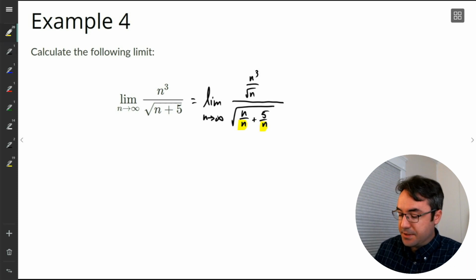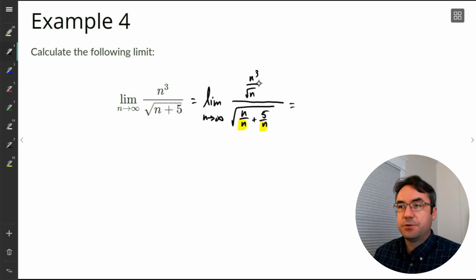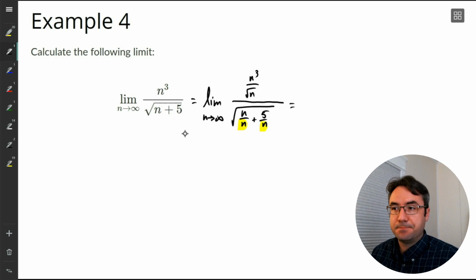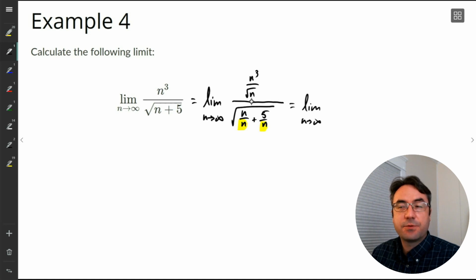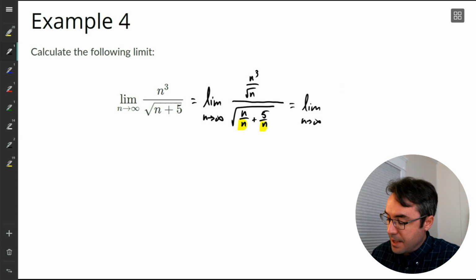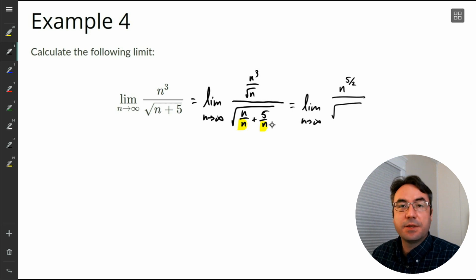All right, let's clean this up. So that's one of our usual methods for dealing with these fractions where we have powers of n on both the top and the bottom. Clean this up a little bit. n cubed divided by the square root of n, let's simplify that into just one power function. So that'll be n to the 5/2 power. And then in the denominator, we get the square root of 1 plus 5 over n.